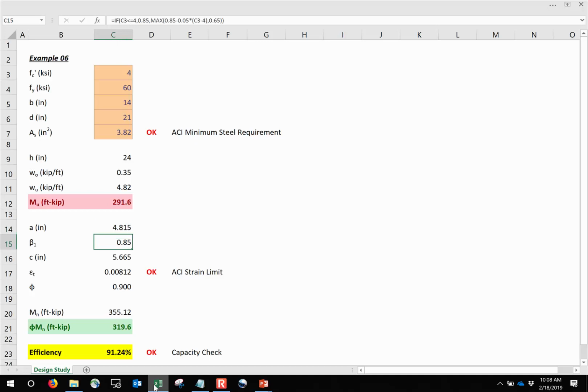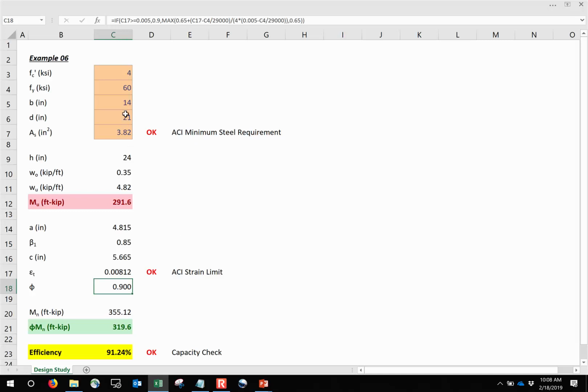Look at the beta 1. The beta 1 is even interpolating, if it's between 0.85 and 0.65, it's interpolating to determine that. So it's actually figuring out the beta 1. It's determining C. It's determining the strain of the steel. It's doing all of this stuff smartly. So I can start changing values, and I can look at the effect.